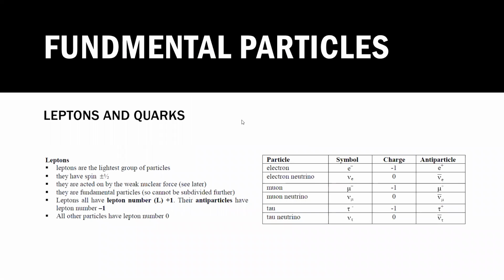Among the fundamental particles, some experience the strong nuclear force, we call them quarks, and some experience the weak nuclear force, we call them leptons. So this is the lepton family. You have six leptons, which are electron, electron neutrino, muon, muon neutrino, tau and tau neutrino.